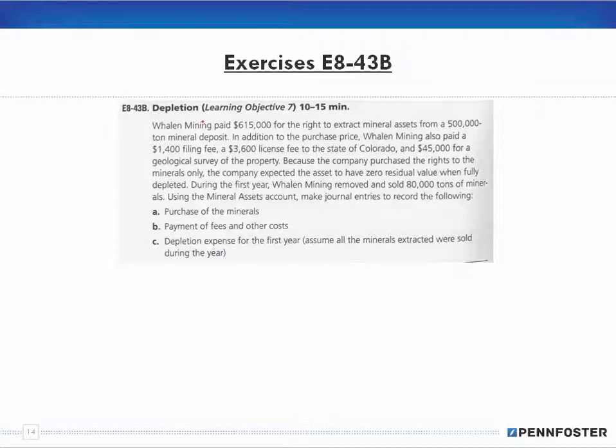Okay, so Wayland paid $615,000 for the right to the 500,000 ton mineral deposit. So we're going to debit, and we're going to credit cash for 615,000. Remember, when making a journal entry, if you don't know how to make a journal entry, go back and watch the theory videos. Ask myself, am I affecting cash? Yes, cash is an asset, and I'm decreasing my asset, so I credit my asset. I credit my cash for 615,000, and since debits have to equal credits, I have to debit something else. So they're calling it a mineral asset, so I debit mineral asset for 615,000. Okay. Then that's the purchase of the minerals.